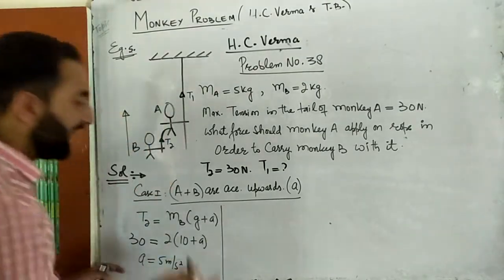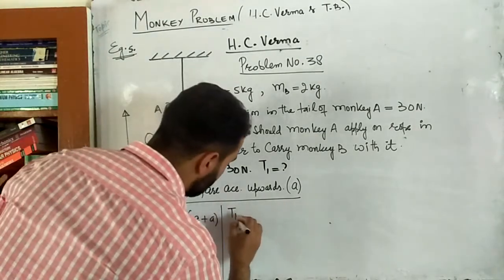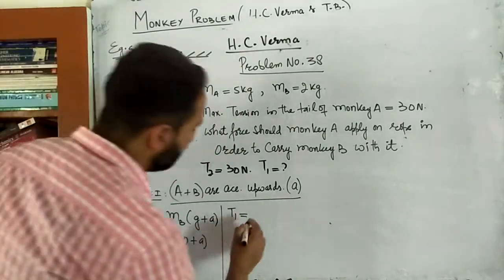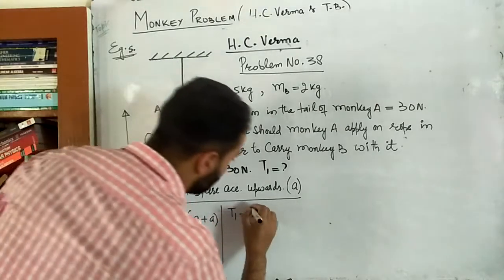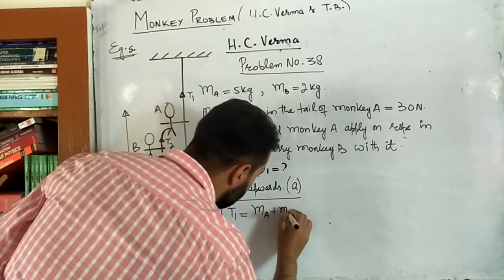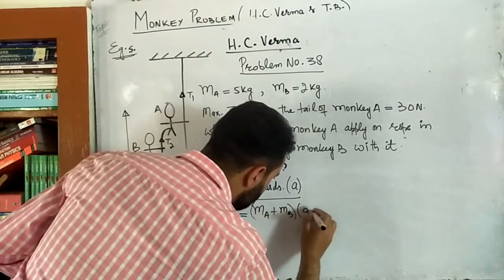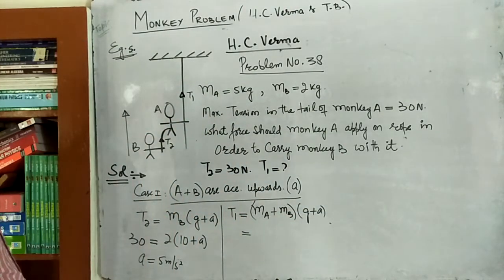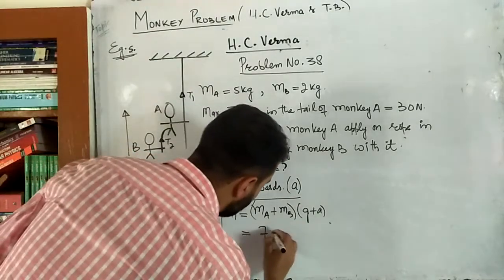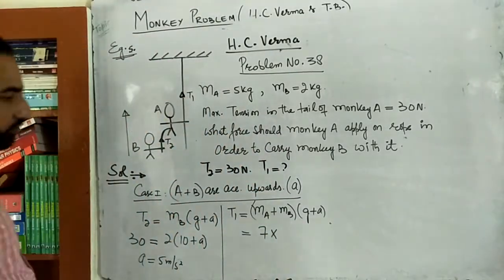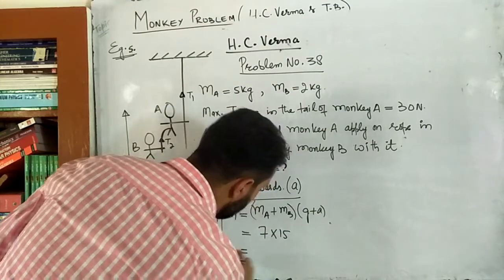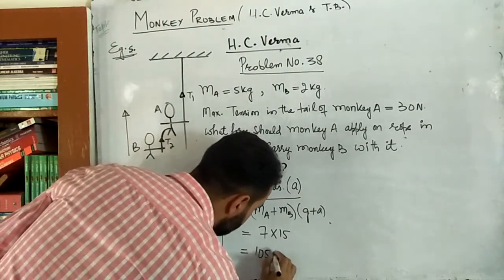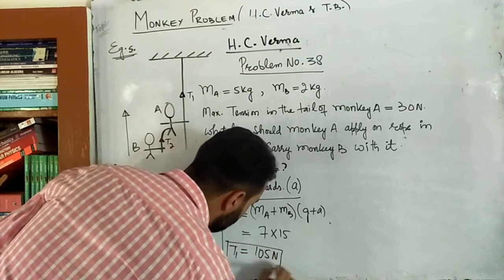Now from here we'll calculate, in that situation, what the tension T1 will be, or what the force exerted by monkey A on the rope is. Tension T1, contributed by both the masses, will be equal to MA plus MB multiplied by G plus A. Now everything is given to you. So MA plus MB is 5 plus 2, that's 7, multiplied by G is 10 plus A is 5, so 15. 7 times 15 is 105 Newton. So tension T1 is equal to 105 Newton.